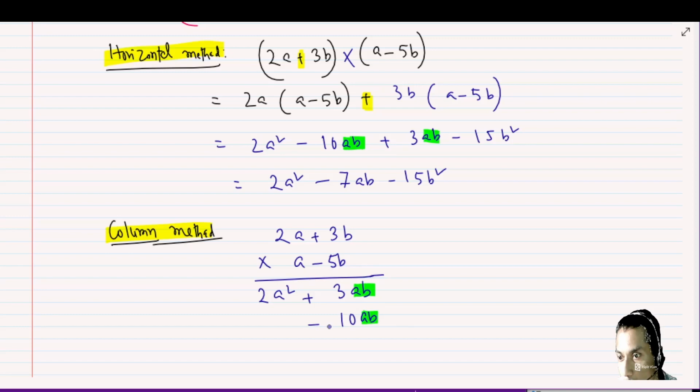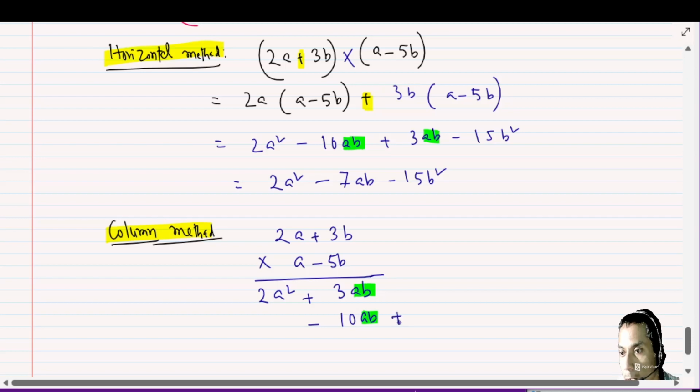So there is no b square, so we have to keep it separately because we cannot take the 2a square with any b square term. If there are no terms after multiplication, we no need to consider any value. Clear?